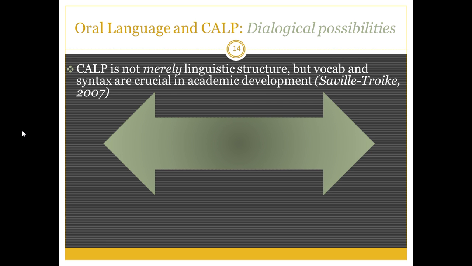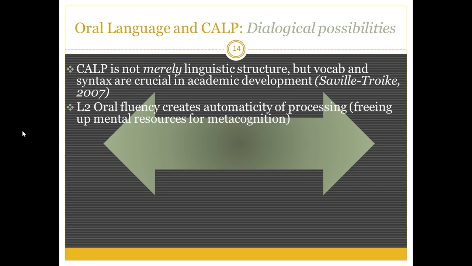So, even though CALP is not merely linguistic structure, I've argued it's much more, we cannot discount the fact that vocabulary and syntax are crucial in academic development. Those are necessary areas, especially in English conceptions of CALP, and we need to help students develop those.